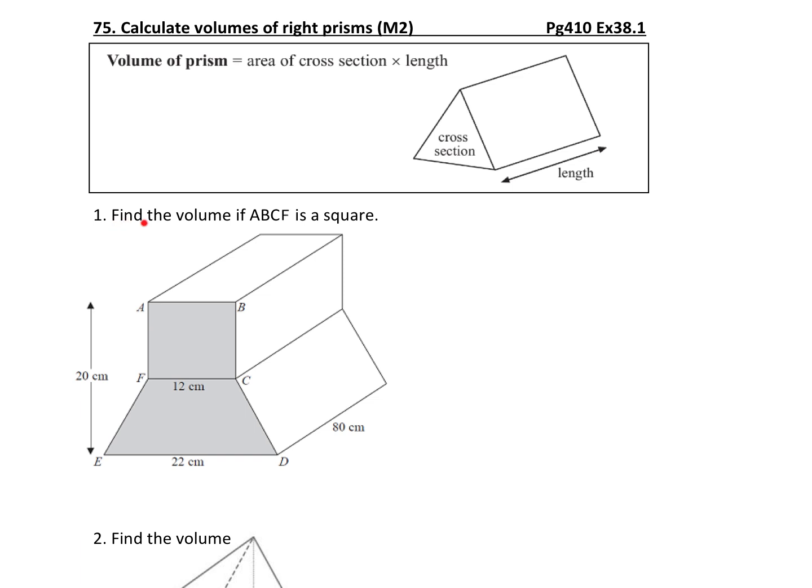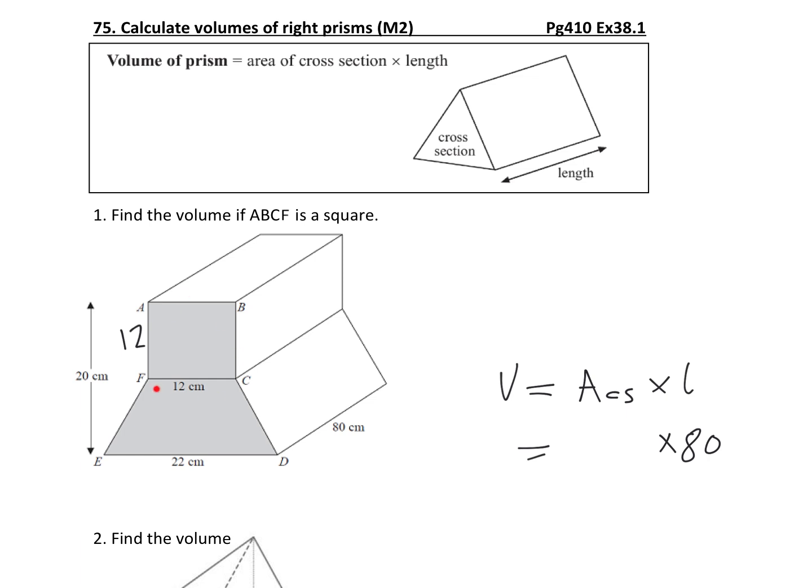In question 1, we have to find the volume if ABCF is a square. So we're told that this here section is a square. So immediately we can put on that it'll be 12 on the left-hand side. We can use the formula, V volume equals the area of the cross-section. I'm going to write A and then CS for cross-section times the length. Our cross-section is this bit indicated in grey. The length, straightforward to see then, it would be 80.